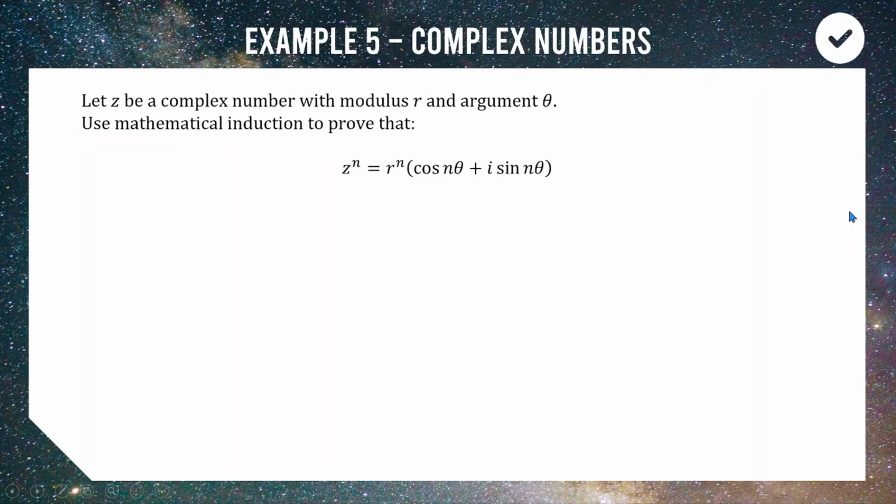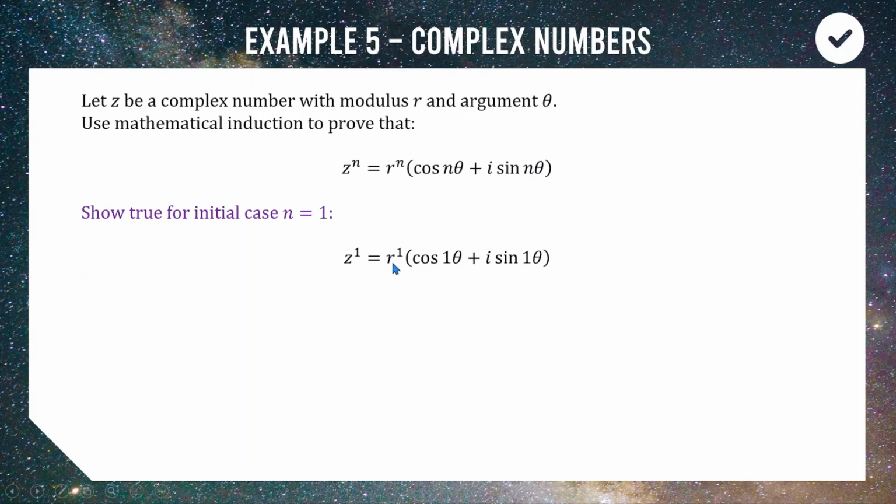Okay, moving on from calculus now and looking at some complex numbers. Our very familiar formula right here is called de Moivre's theorem, and we are going to prove that this is true using mathematical induction. Let's kick off with our initial case of n equal to 1. So z to the power of 1, we want to show that this is equal to r to the 1 times cos 1 theta plus i sin n theta.